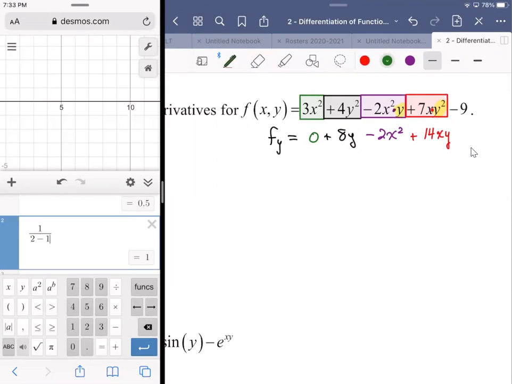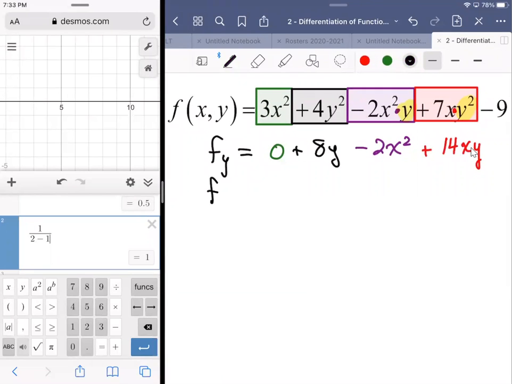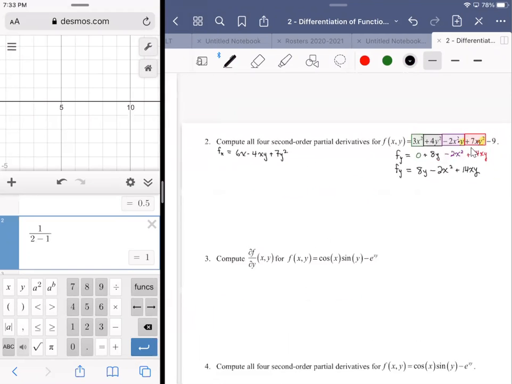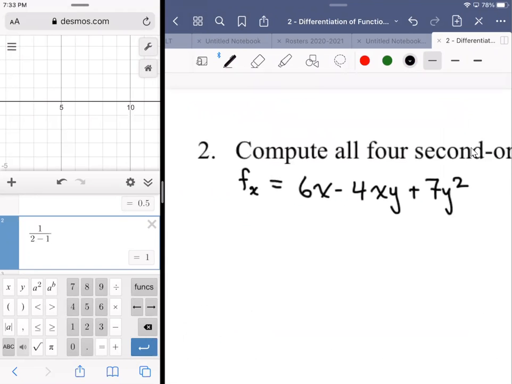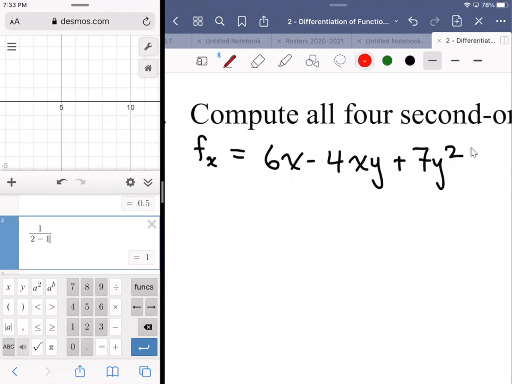Right. So then I can look at this and say, all right, well, that's the same as saying f sub y is equal to 8y minus 2x squared plus 14xy. So I have my first order partials. Now I just got to find the derivative of these 2 times a pop. So I'll go back to f sub x, and I'll find the second order partial with respect to x.